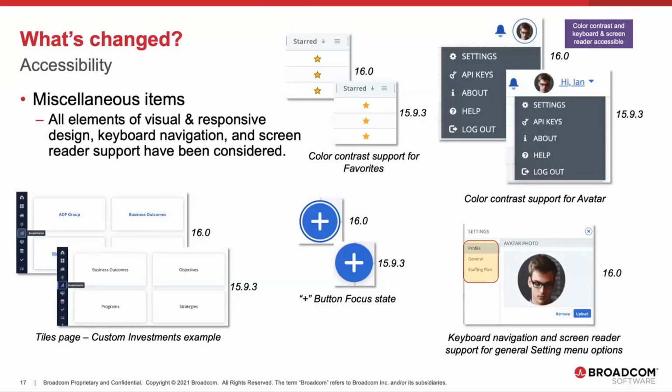As I mentioned earlier, the pages with tiles, things like custom investment types or custom objects, now are updated from a color contrast perspective. Oh, last thing on the page here is that the favorites, or the starred attribute, has been updated to be color contrast compliant as well.